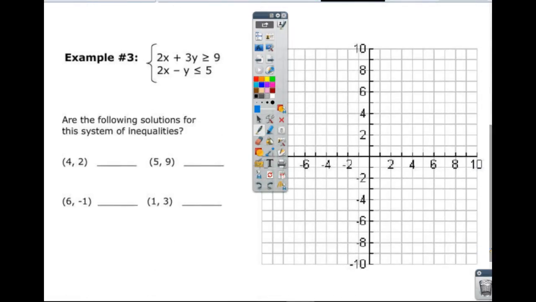All right. Everybody solve for y and graph this when I take attendance.